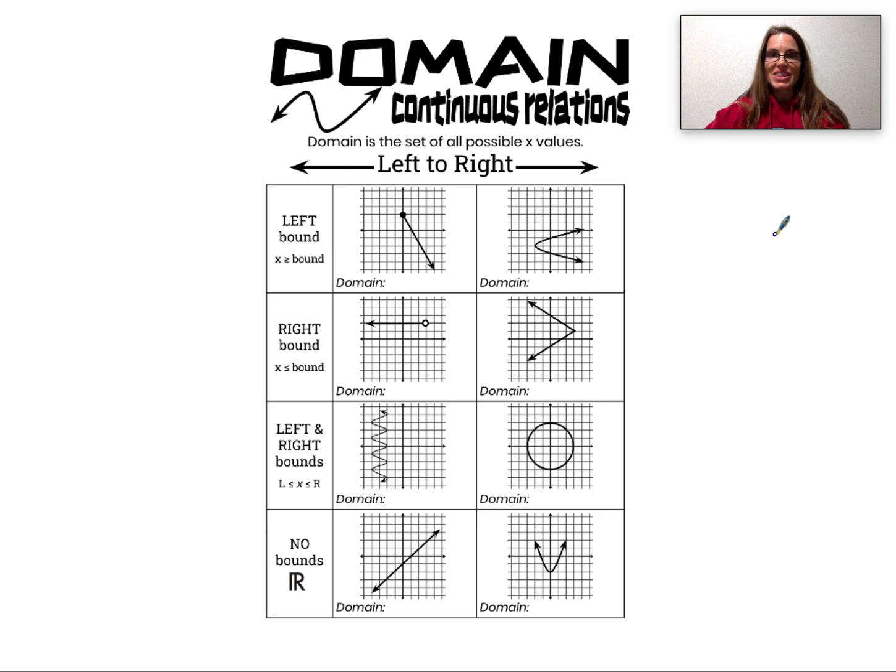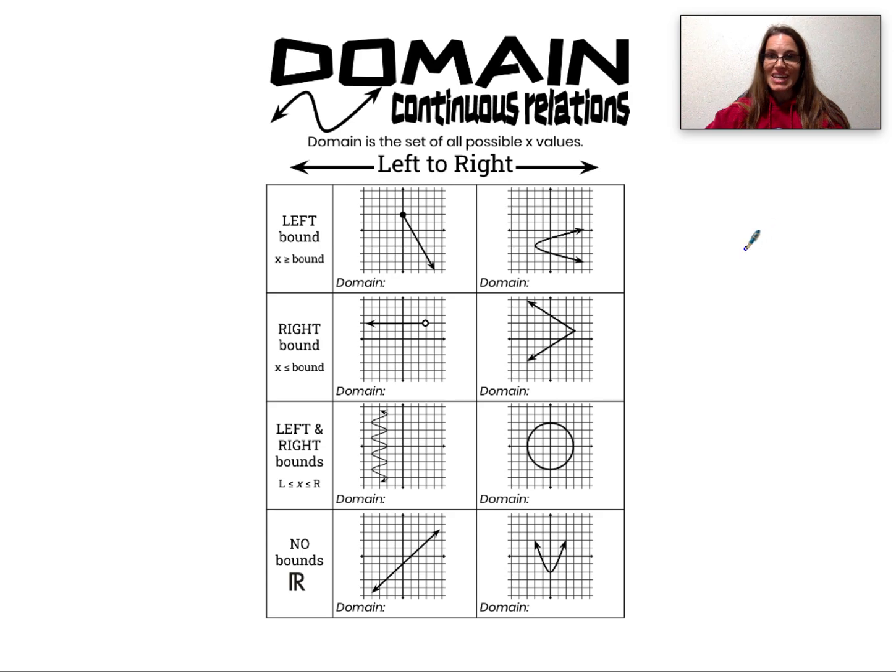We are now looking at the domain of continuous relations. Remember that a discrete relation consisted of a list of unconnected ordered pairs. We could list out the specific ordered pairs in a discrete relation. For the graphs on this page, that is not possible. These are all continuous relations.